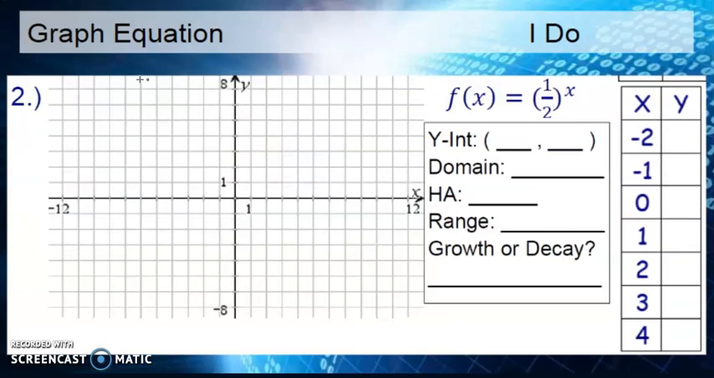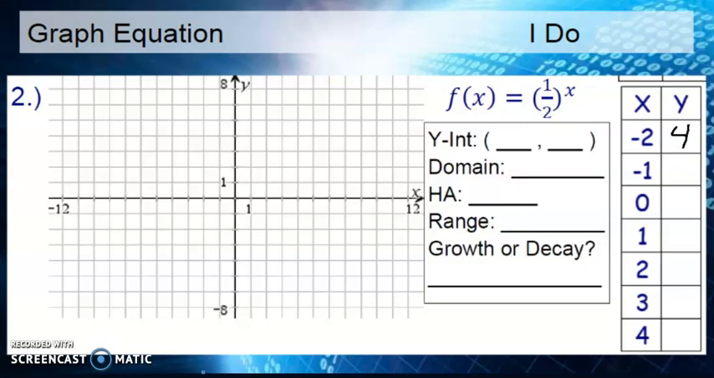Let's look at this example. We're graphing the equation that we're given. F of x equals 1/2 to the x power. The first thing, let's go ahead and identify some numbers in the table. So when we have x is equal to -2, we'll have 4.